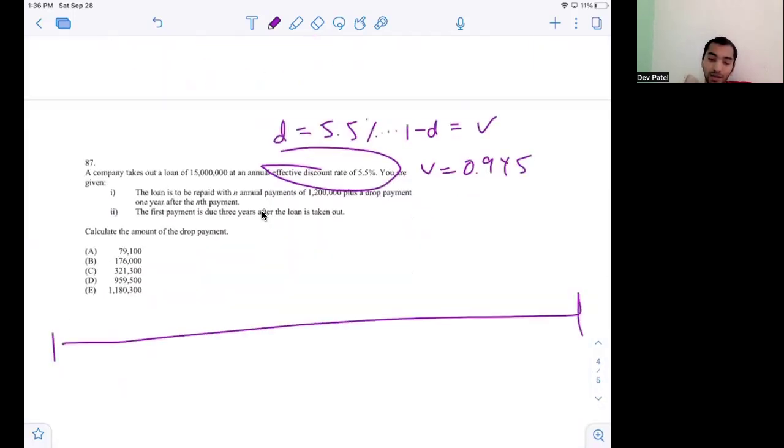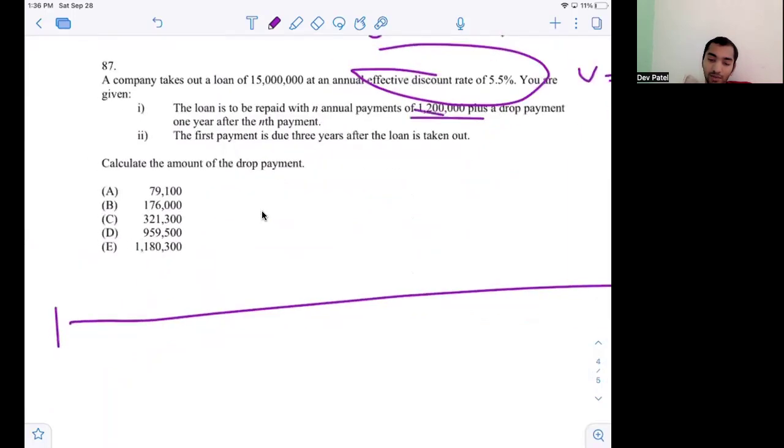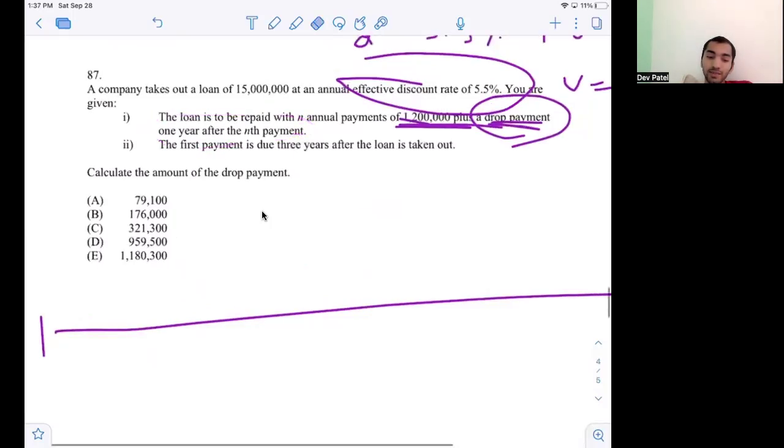And again, let's make our time diagram here. The loan is being repaid with annual payments. We know that it's with annual 1.2 million plus some drop payment. Again, the drop payment is a year after the nth payment, right? So if we have n equals 10.236, what you could do is make some additional payment at year 11, because it might not make sense to make a payment of that amount at time step 10.246 or whatever. So that's why we have the drop payment and balloon payments in the first place.